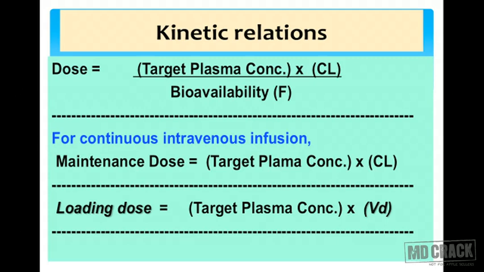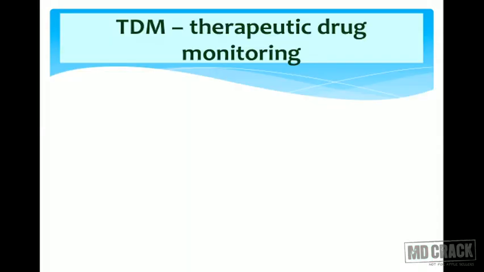Because it's the maintenance dose, how much is going out is very important. But as far as loading dose is concerned, you also have to saturate all the sites where the drug is going to go, and that's why loading dose is target plasma concentration multiplied by just volume of distribution. It means how much drug gets distributed is going to decide the loading dose.